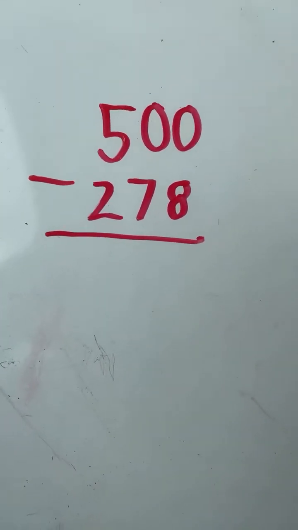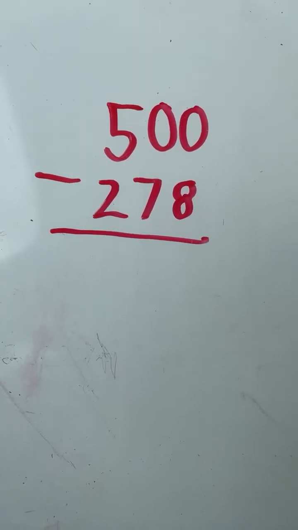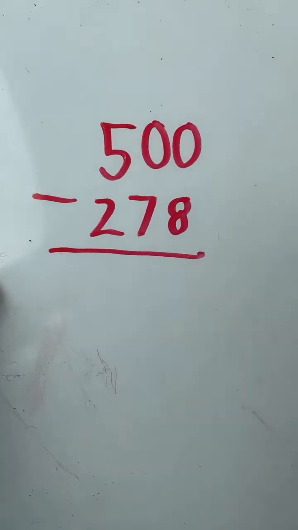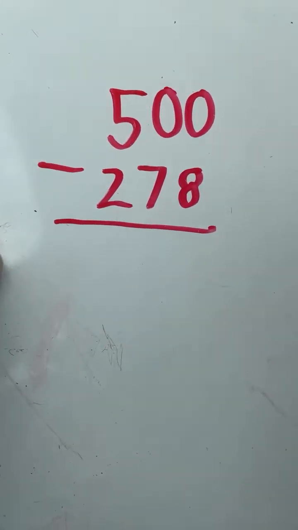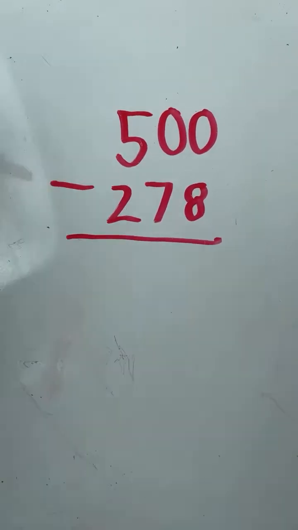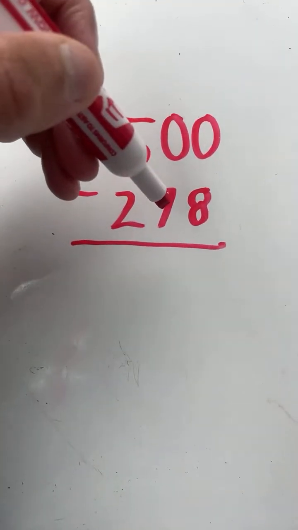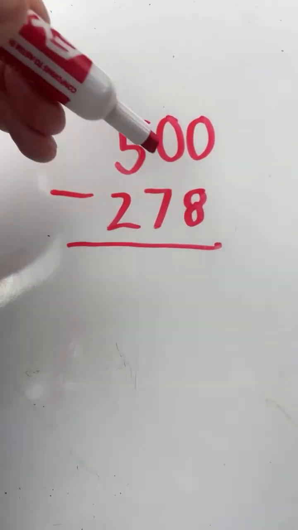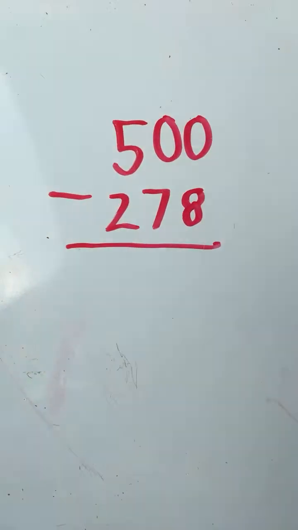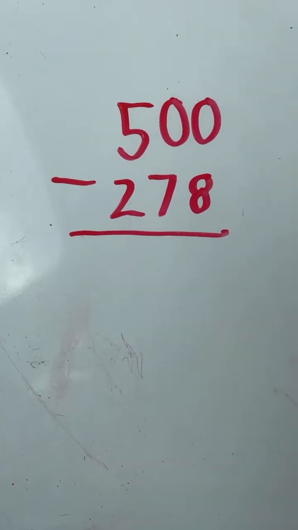Next example problem, we have 500 minus 278. So again, first thing we do is we check and see if regrouping is needed. So 5 is bigger than 2, 0 is not bigger than 7, 0 is not bigger than 8. You cannot start out with 0 and take away 7. You also cannot start out with 0 and take away 8. So we need to regroup.